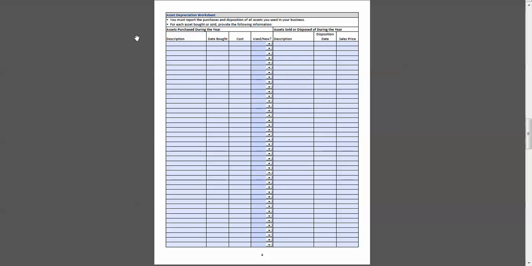Page 4 is where you'll list new assets placed into service during the tax year. Additionally, if you sold or disposed of any assets you placed into service in a prior year, that information will be reported on the right side of the page.